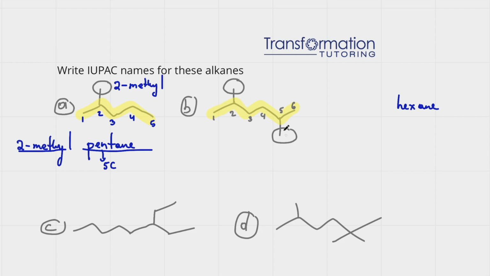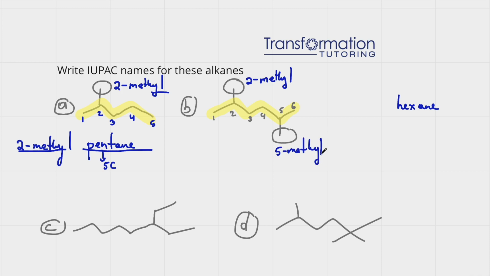Next, let's name our substituents. Again, we start by identifying to which carbon our substituent is attached. So this one is attached to carbon number 2. And again, it's 1 carbon. 1 carbon has the prefix meth. And as a substituent, it has to end in -yl. So this is 2-methyl. And this is the same substituent, so it's a methyl group again, but it's on carbon number 5.